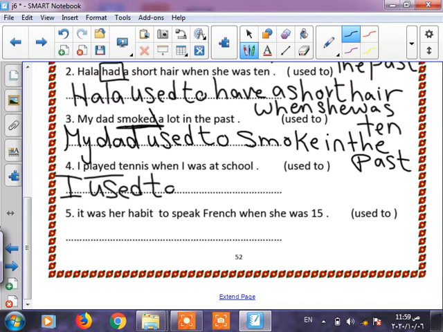Now, let's know how to make negative for the word used to. Look at example number 1. Mom used to cook pasta. How can we make negative for this sentence?